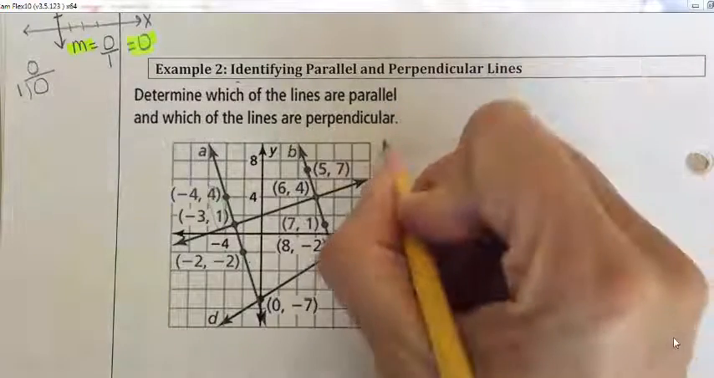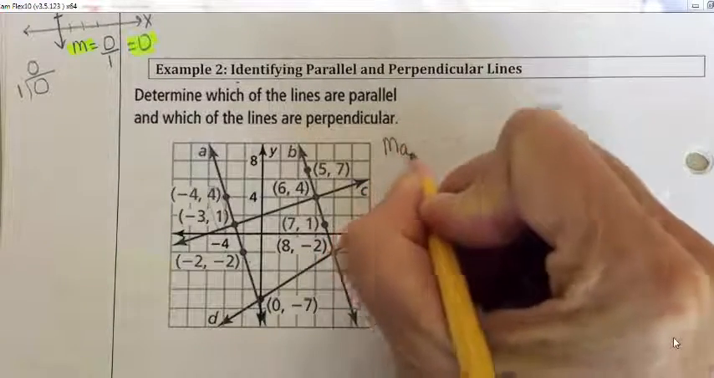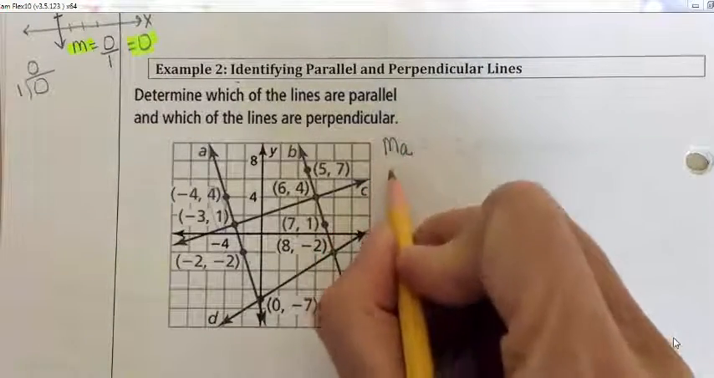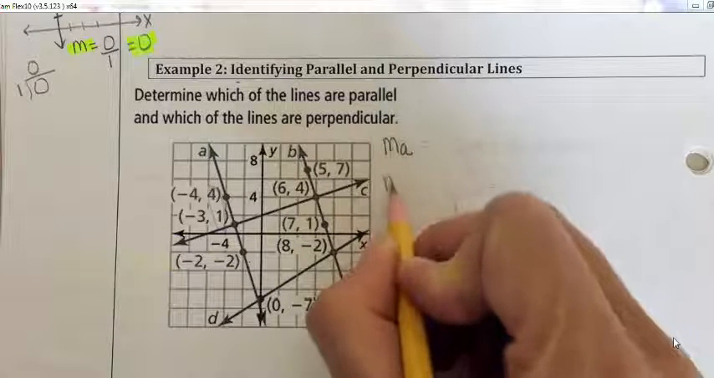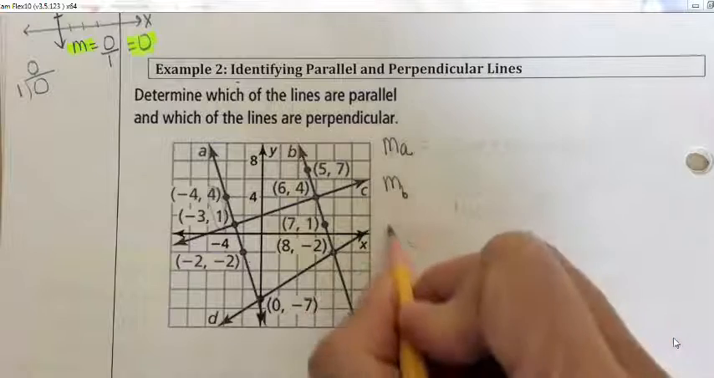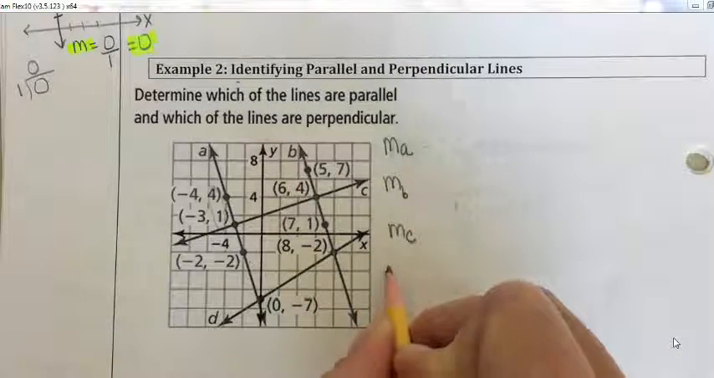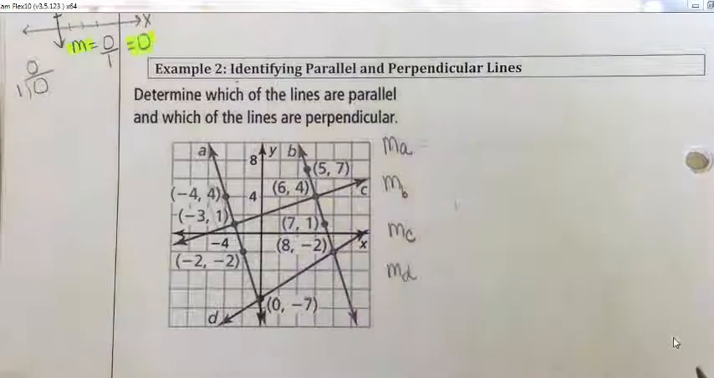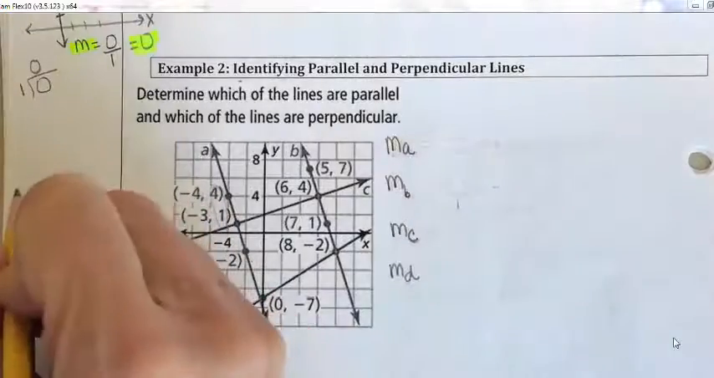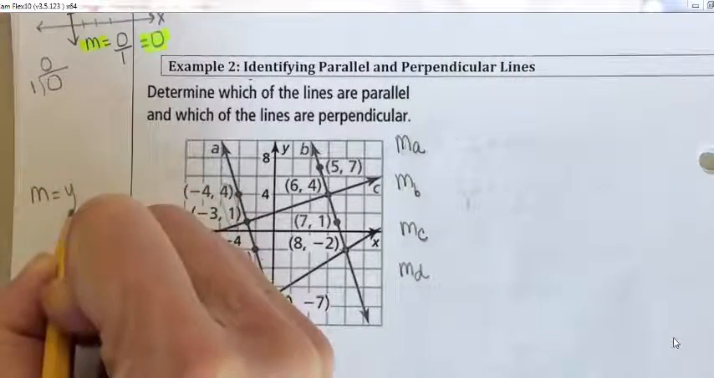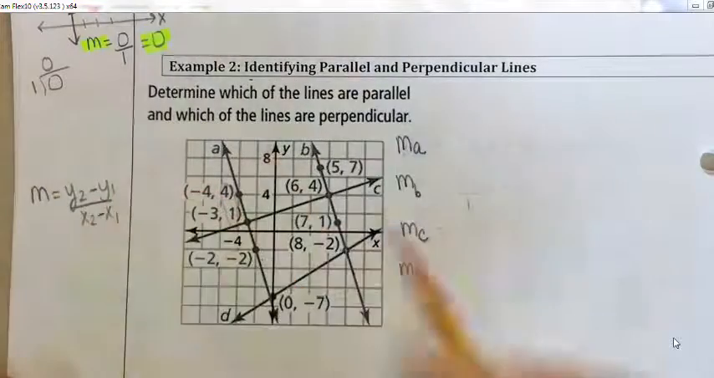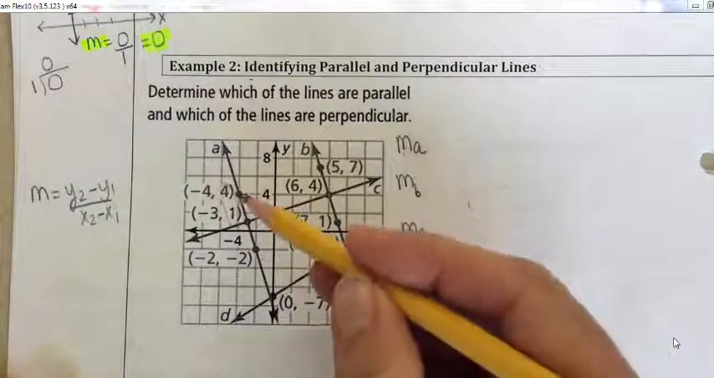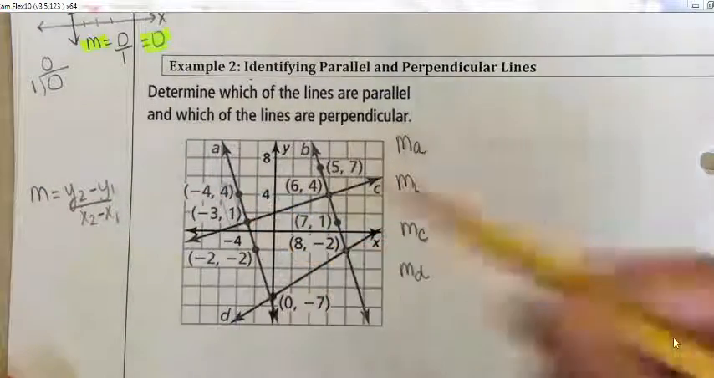Okay, so I'm going to find the slope of each line. So I'm going to do slope of A. M is for slope. Sub A means line A. Slope of line B, slope of line C, and slope of line D. And then we'll compare all those. And remember, to find your slope, it's basically y2 minus y1 over x2 minus x1. Or you can count, right? You can count rise over run.